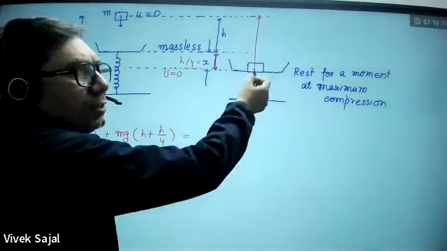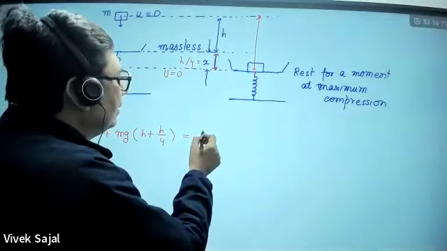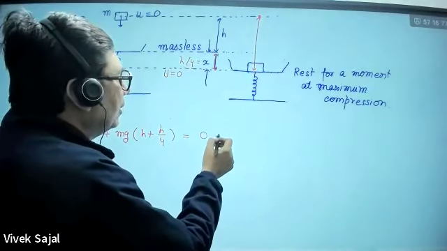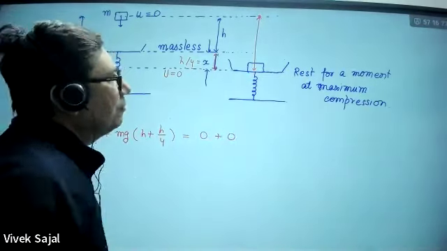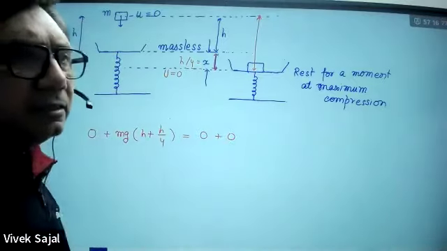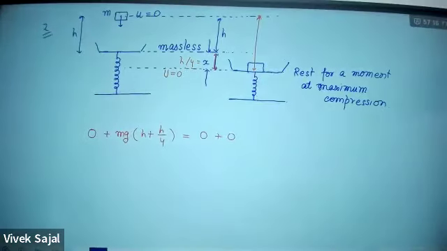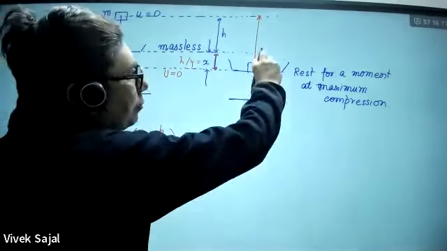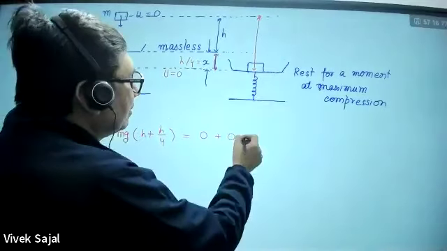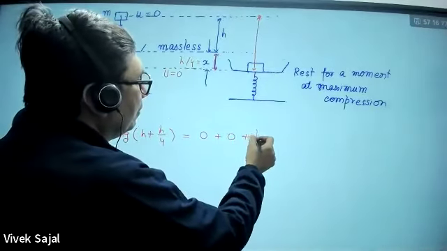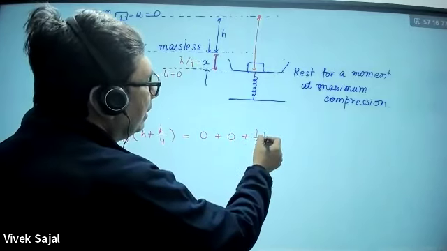So at this point, its kinetic energy will be 0. Gravitational potential energy mgh will be 0. But here the spring is compressed, so due to the compression of the spring, there will be some potential energy here. So this will be 1 by 2 k x square.